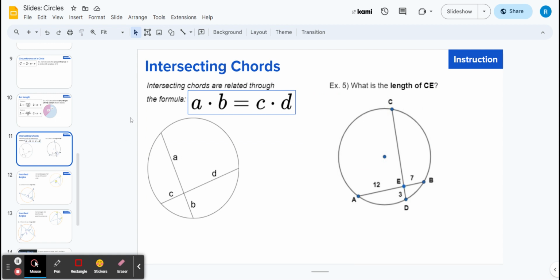Now, just a few more things to cover. And again, we are throwing a lot at you. It is a lot of circle information in one day. We have this theorem that happens with intersecting chords.